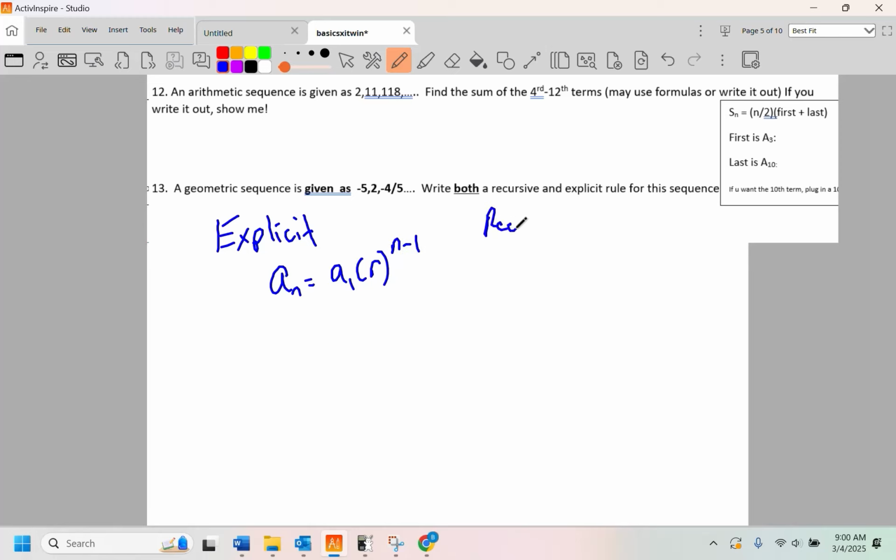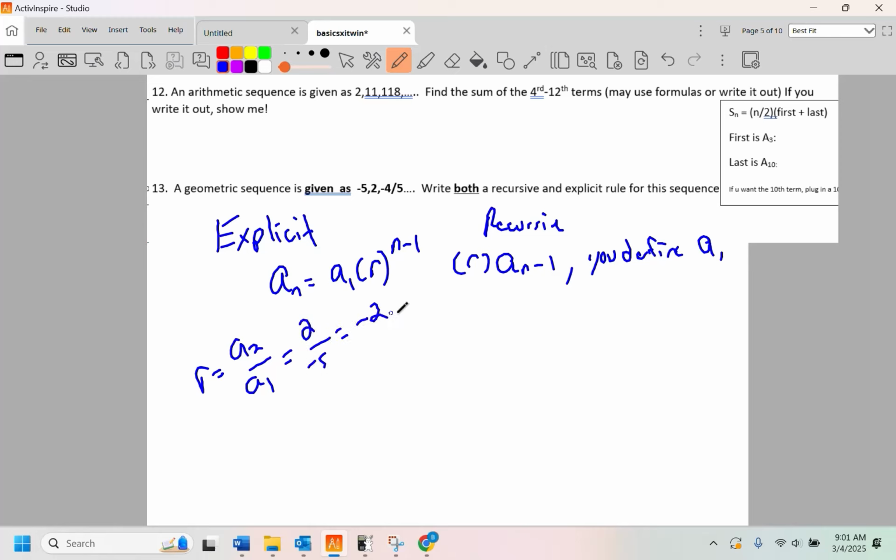And your recursive is going to be a sub n minus 1 times that ratio r. And then you define the first term, because recursive rules always require the first term. So that's why it'll say a sub 1 is something. To figure out your ratio, you take the second term and you divide it by the first term. So the second term is 2. You divide it by -5 and you get -2/5. It's not hard to do. And now let's do our explicit.